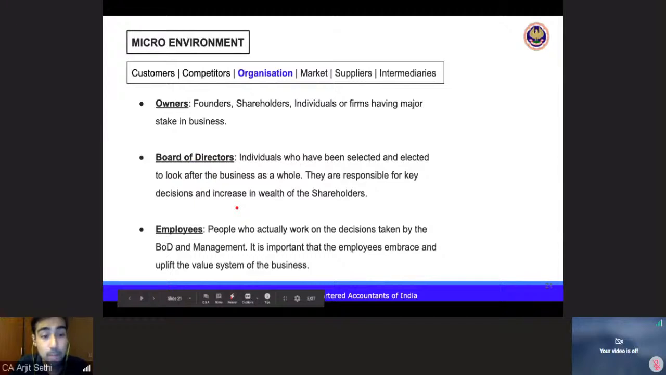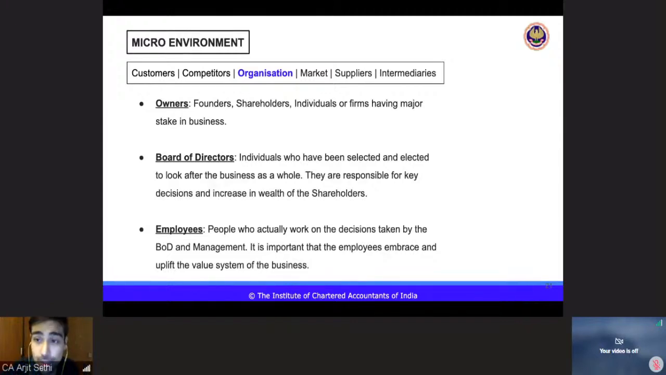Then we have employees, right? Employees are the actual people who are working in the organization. Employees are people who work on the decisions taken by the board of directors and by the owners, right? It is important that the employees embrace and uplift the value system of the business. It is important that the employees relate to the business ideology, right? A business wants to be the best in the industry. Employees should resonate. Employees should also feel the same, right?